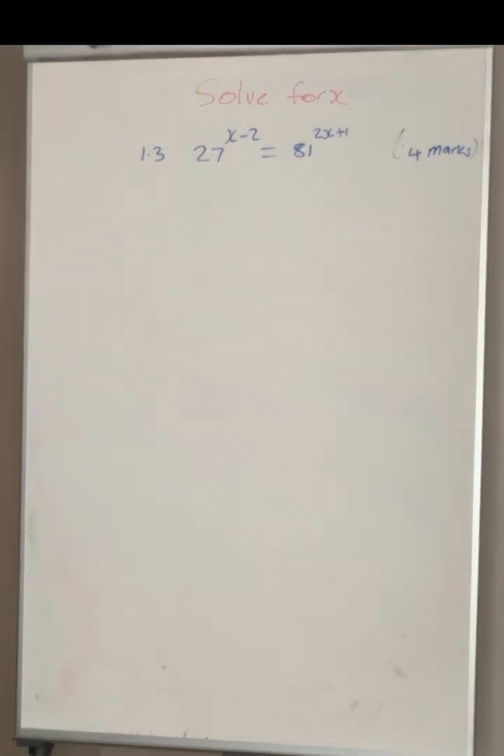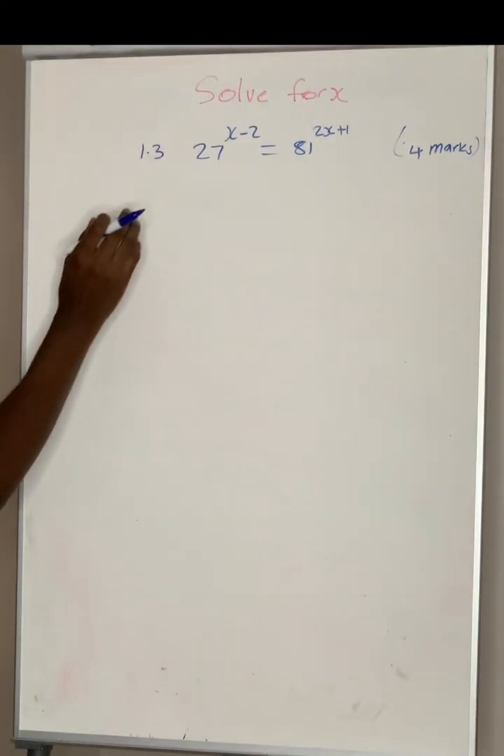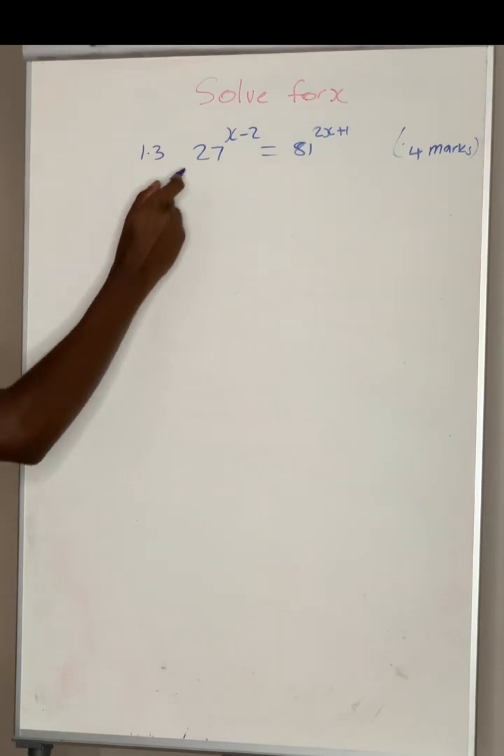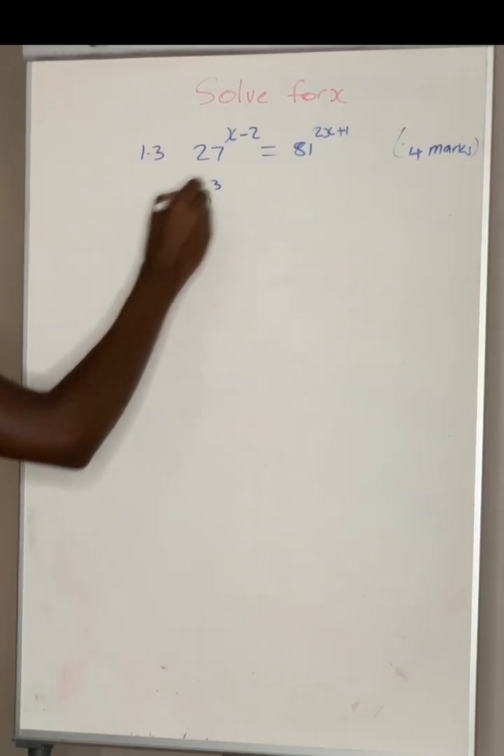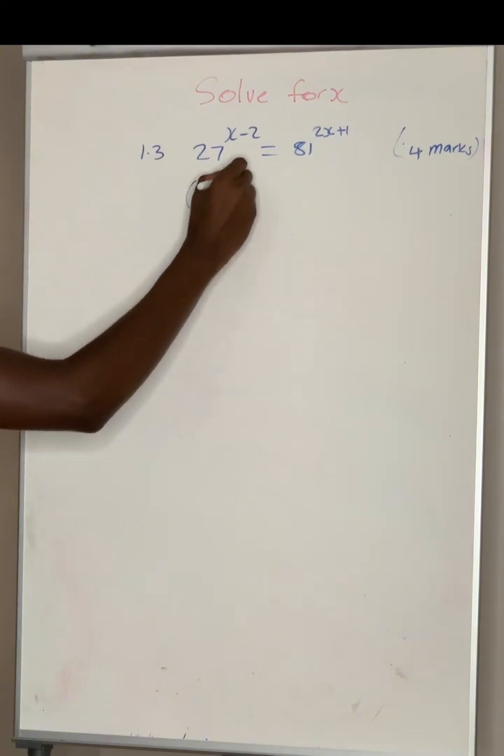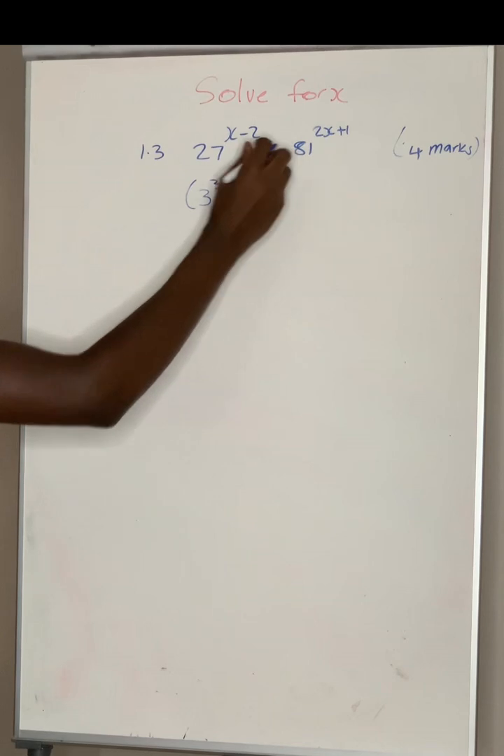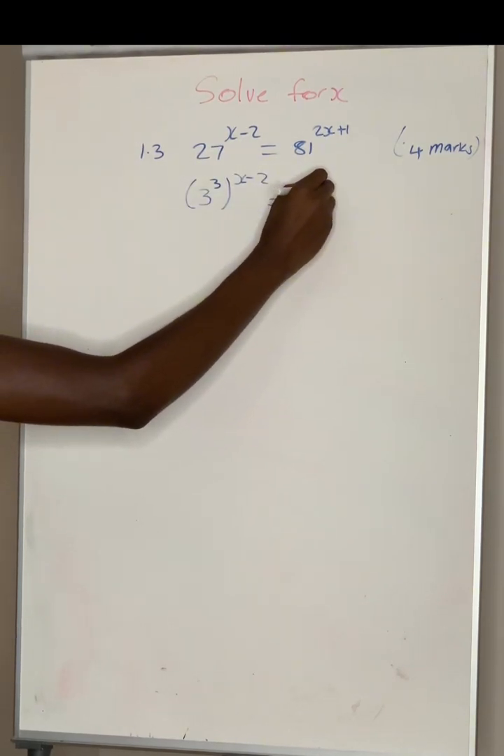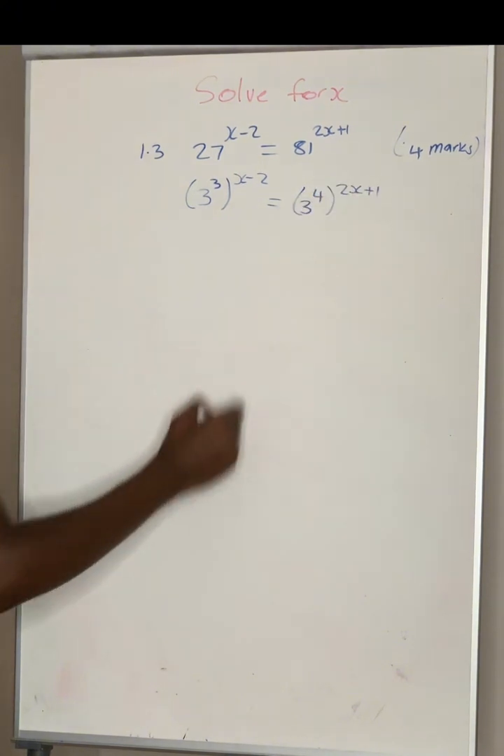Okay, so let's now solve for x for 4 marks, 1.3. 27 exponent x minus 2 is equal to 81 exponent 2x plus 1. Again, we're dealing with exponents. You check if they're in the prime bases. 27 in its prime base is 3 exponent 3. And then all of that is raised to the power x minus 2 is equal to 81 in its prime base is 3 exponent 4. All of that is raised to the power 2x plus 1.